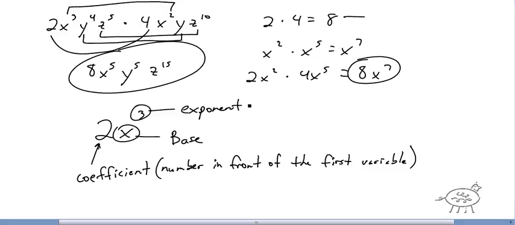All right, let's talk about when you have a power to a power. And this is what I mean. X squared to the 3rd power. So it's an exponent and then another exponent on the outside. So I call this a power raised to a power. So power to a power.